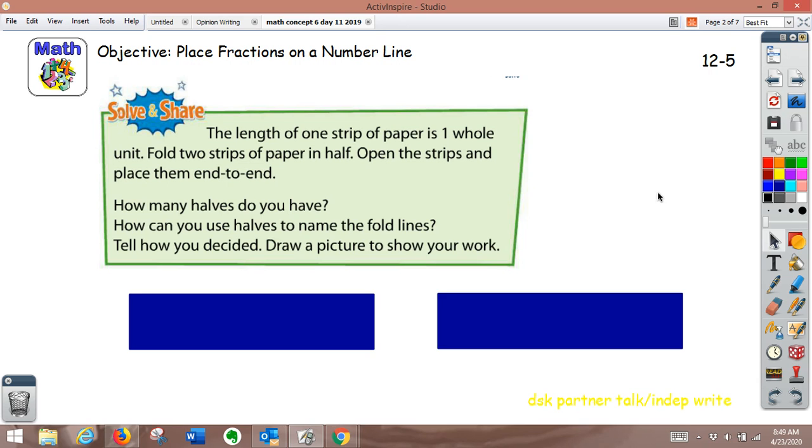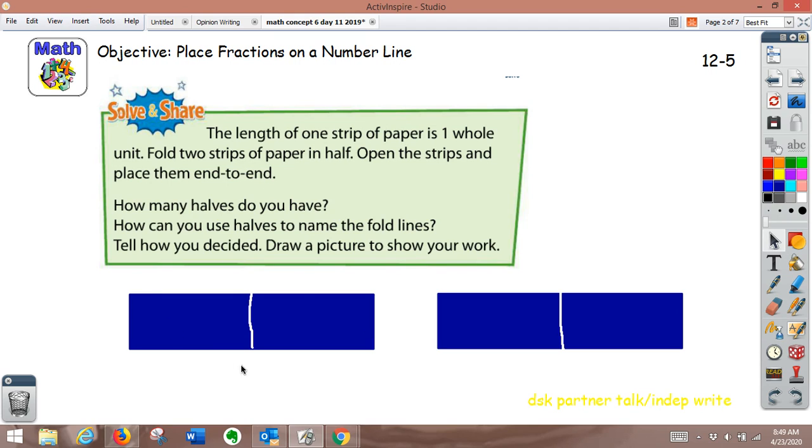All right, welcome back. Well, here are my 2 pieces of paper. I'm going to take one and fold it in half. We're using our imagination here that I just folded that paper in half. And I have my other piece, and I'm going to fold that paper in half. Okay? And I'm placing them end to end, right next to each other.